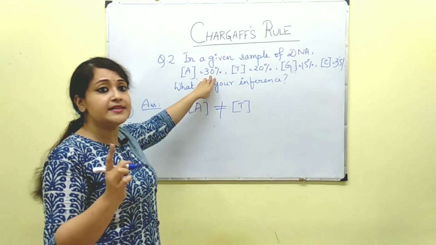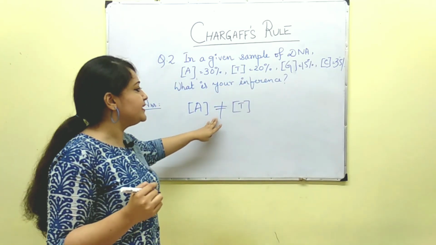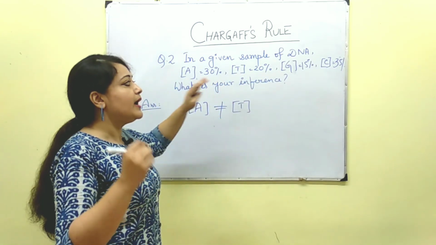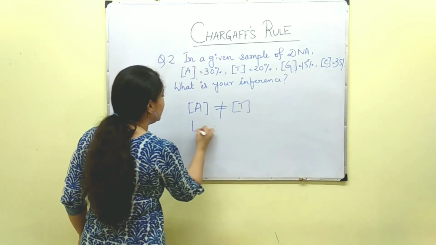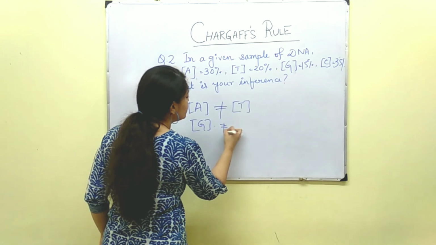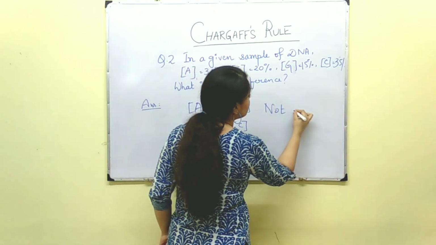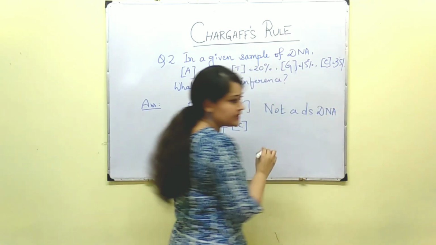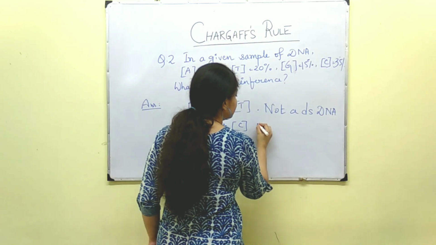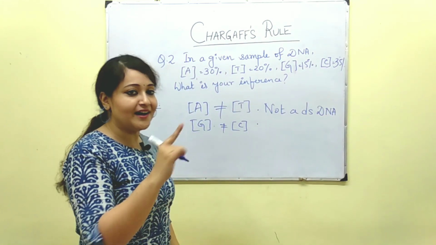Because the percentage of adenine is 30 and the percentage of thymine is 20, that means adenine and thymine are not equal, and at the same time guanine and cytosine bases are also not equal. So this is definitely not a double-stranded DNA. Fine, so this is one conclusion. It's not yet finished. Can it be RNA? No, it can't be RNA.